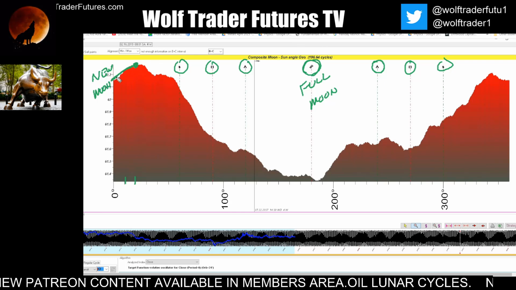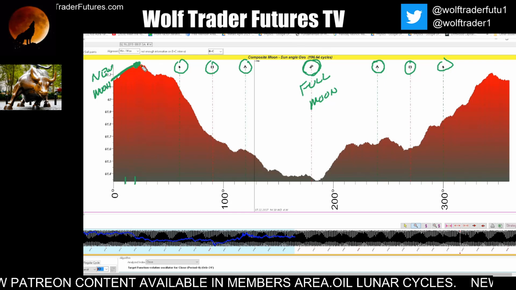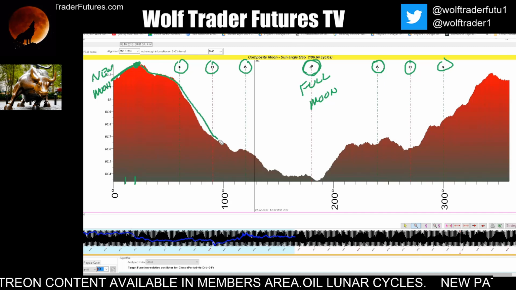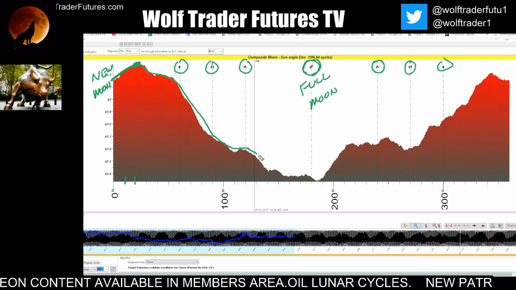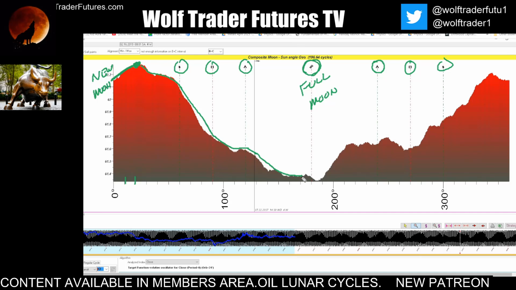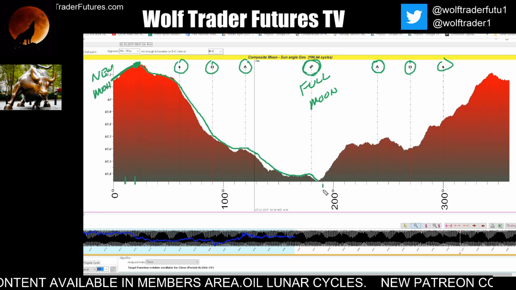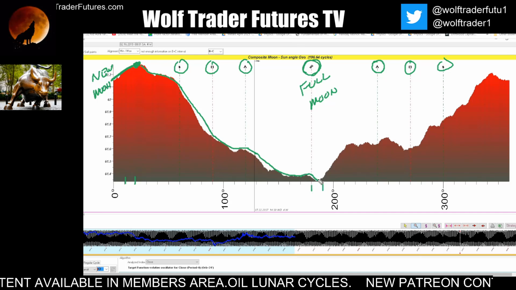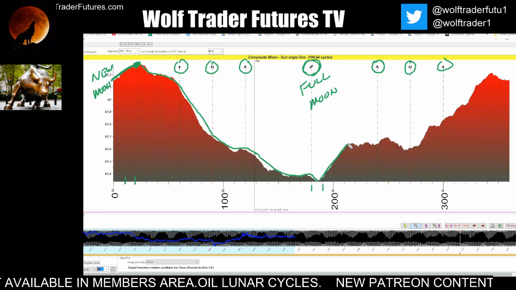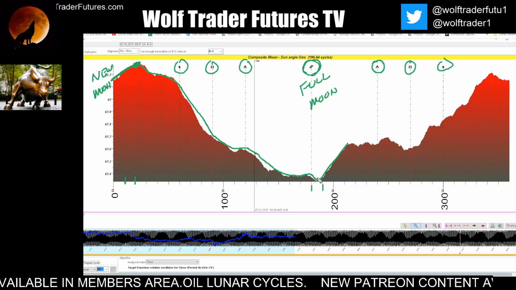So new moon here, it peaks a little bit after, then it starts to fall, falling through the first sextile, falling through the first square, falling through 120 degrees, and then coming all the way down here. And you can see here's the full moon a little bit after. So it's about 10 degrees after the full moon, but pretty much the full moon is the low. And then it's going to start rising again. Very sharp rise right after the full moon, which is interesting. So it's a pretty V shape.